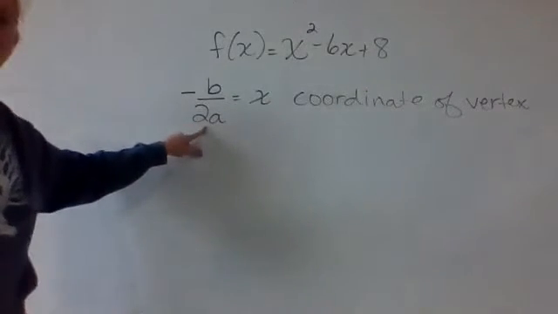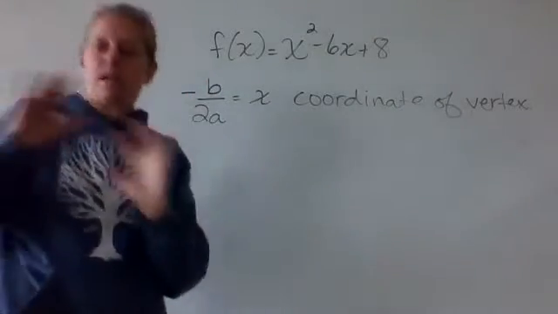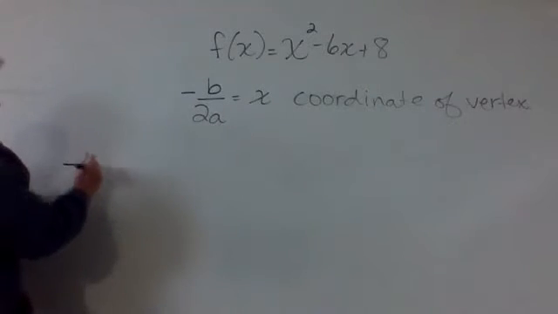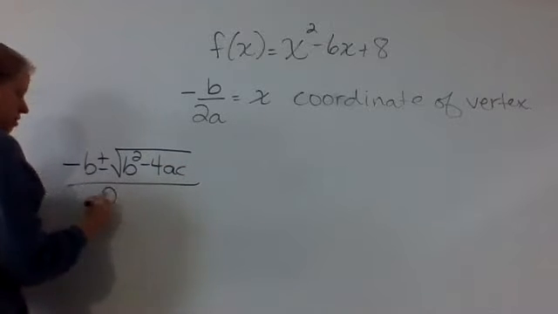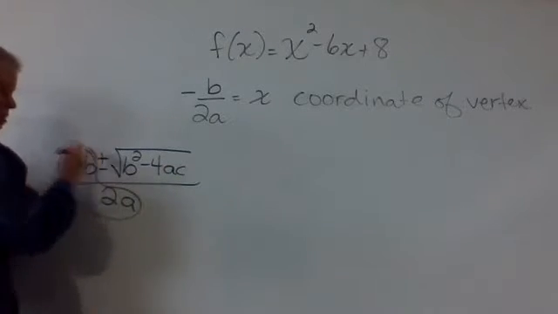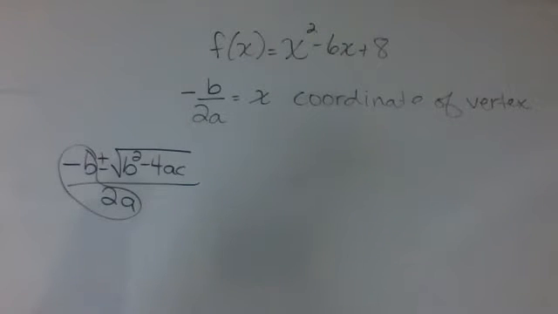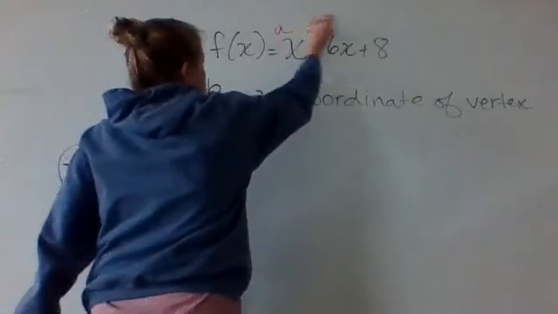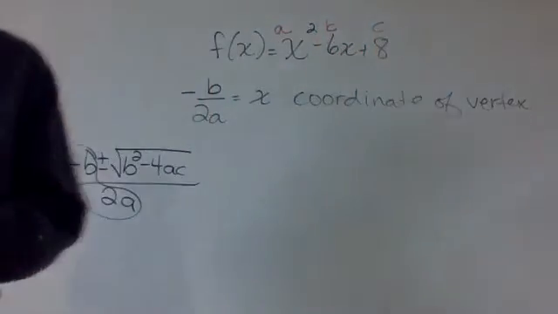Okay, the opposite of b over 2a, which you'll notice this comes straight from the quadratic formula, right? The quadratic formula tells us a lot of things about quadratic functions. And remember, this is what the quadratic formula is. This part right here is what I'm talking about. That's going to give you the x coordinate of the vertex. So the same numbers are always A, B, and C, right? The number in front of x squared is your A, the number in front of x is your B, and then C is your constant, okay?